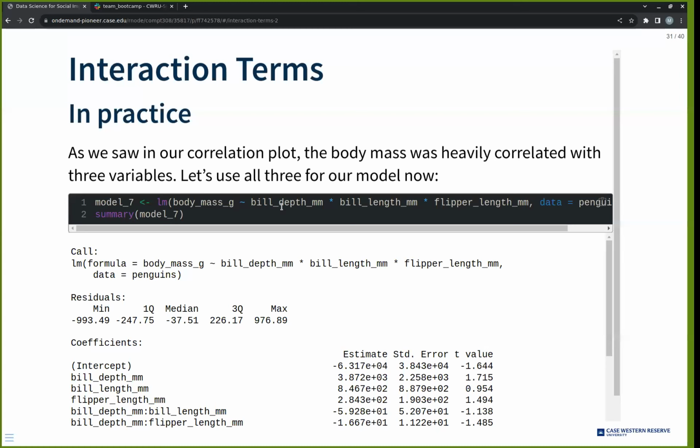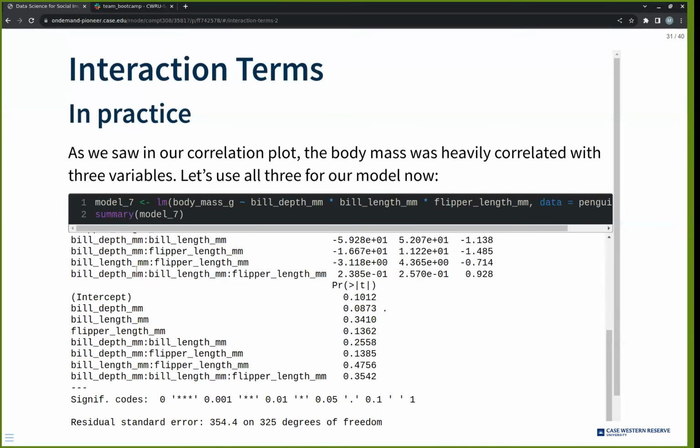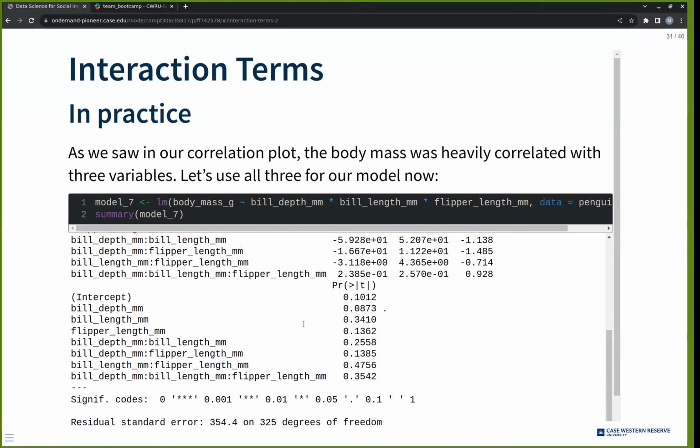We'll predict body mass using this, and this. What the asterisk does is use all three variables individually and their respective interactions together to predict the body mass. So this shows you all the coefficients that it has used: bill depth, bill length, flipper length, then the interaction of bill depth and bill length, then the interaction of bill depth and flipper length, and so on.